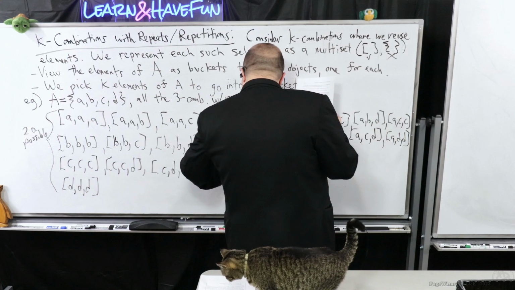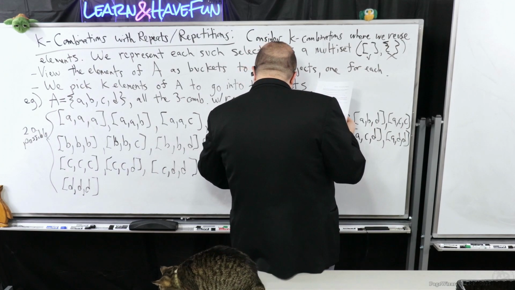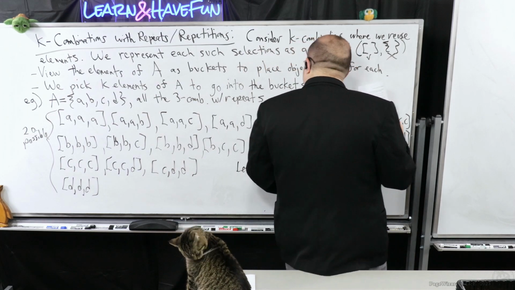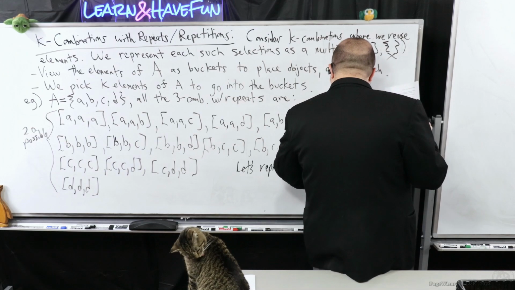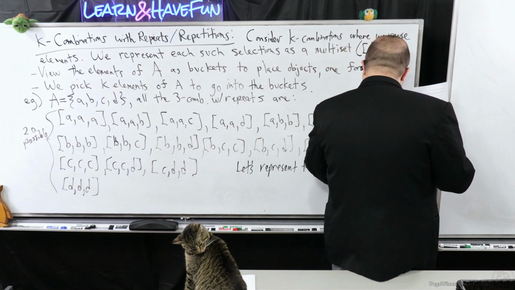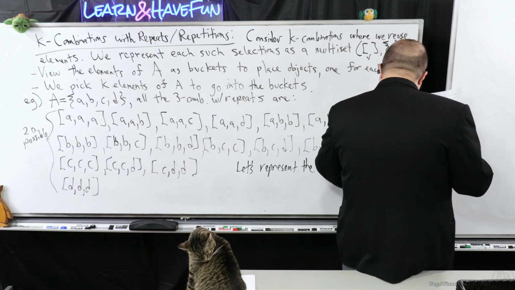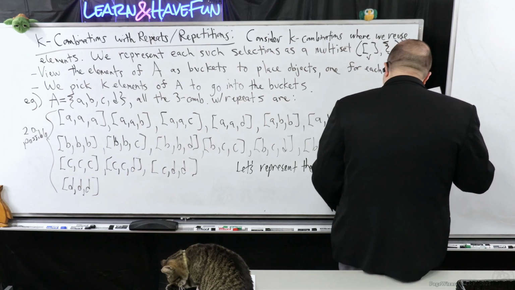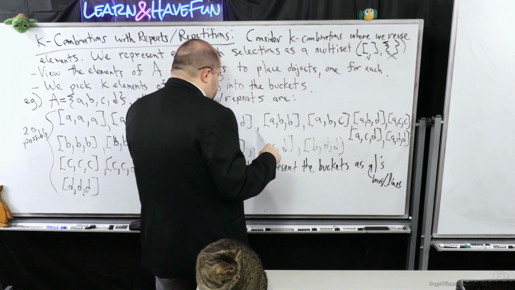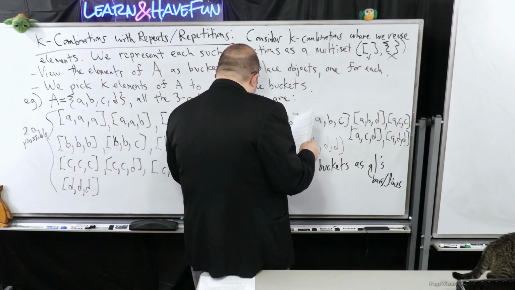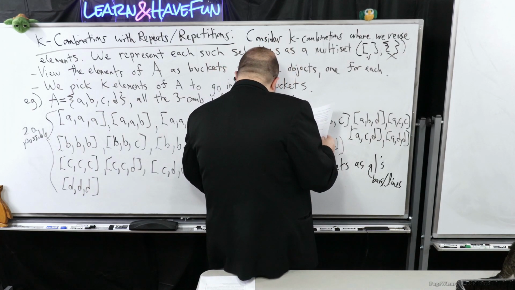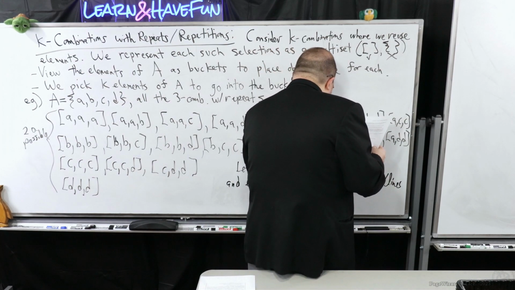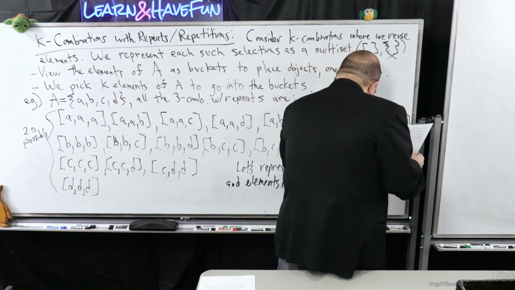So let's represent the buckets as lines. So these are bars, actually. I should call them lines or bars. So that's a bar or a line. And elements in a bucket as a dot.